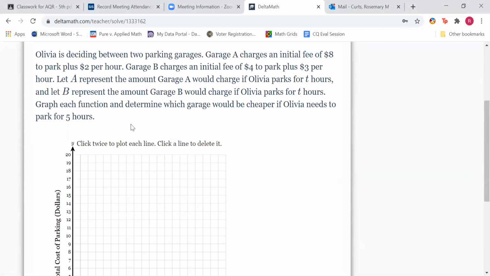Okay, here's a good one. Olivia is deciding between two parking garages. Garage A charges an initial fee of $8 to park plus $2 per hour. Garage B charges an initial fee of $4 to park plus $3 per hour.